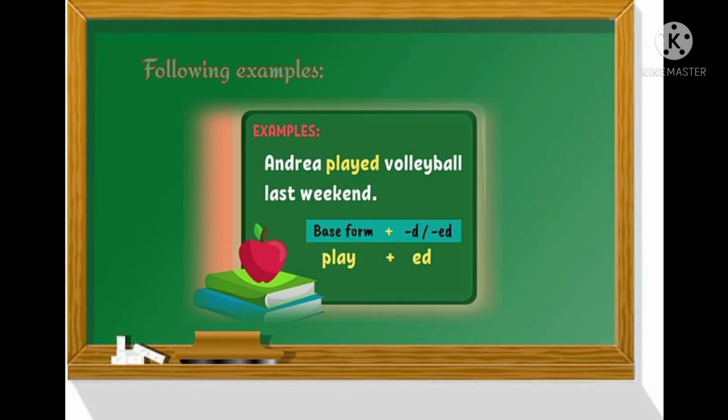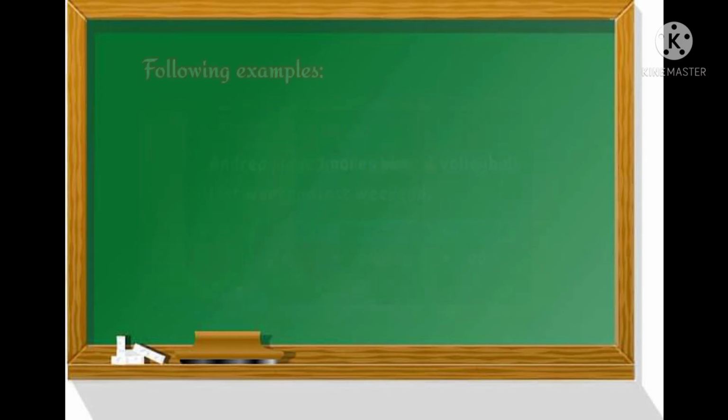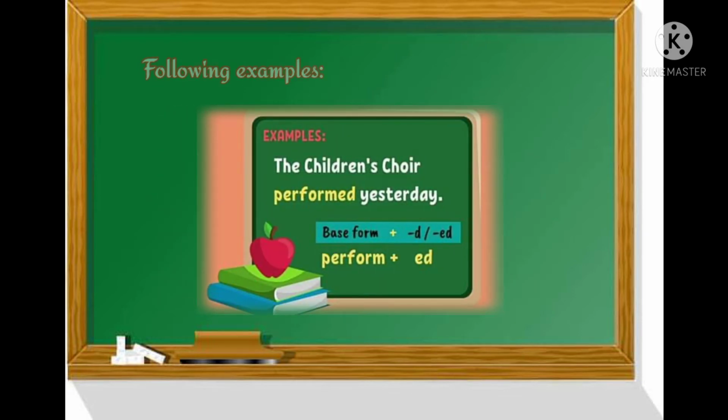In this sentence, the verb is play, which is a regular verb. In the simple past tense, earlier we discussed that we can form the past tense of a regular verb by adding d or ed to the base form. In this sentence also, the verb is perform, which is a regular verb. In the simple past tense, earlier we discussed also that we can form the past tense of a regular verb by adding d or ed to the base form.